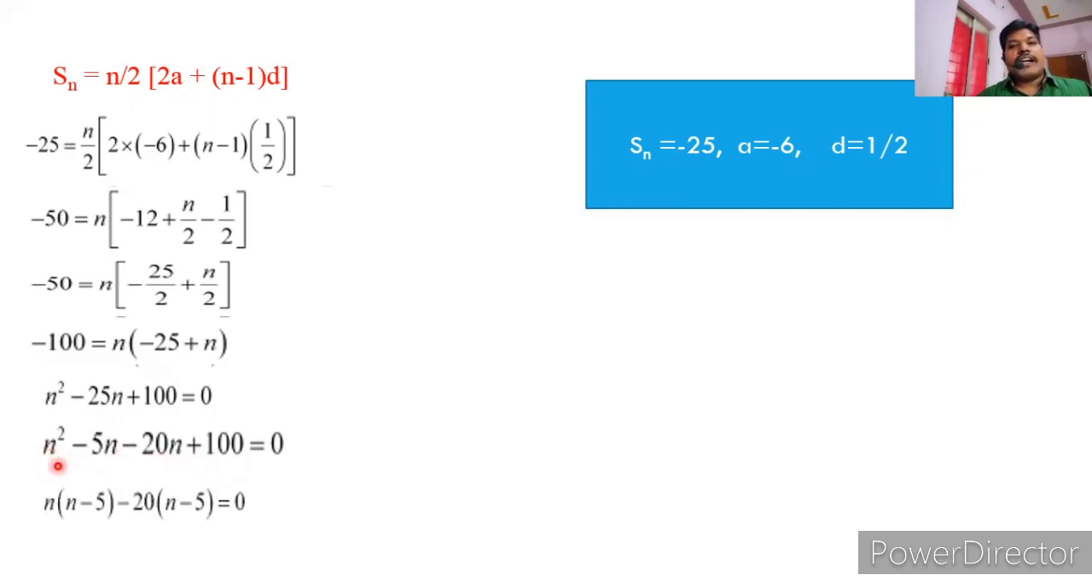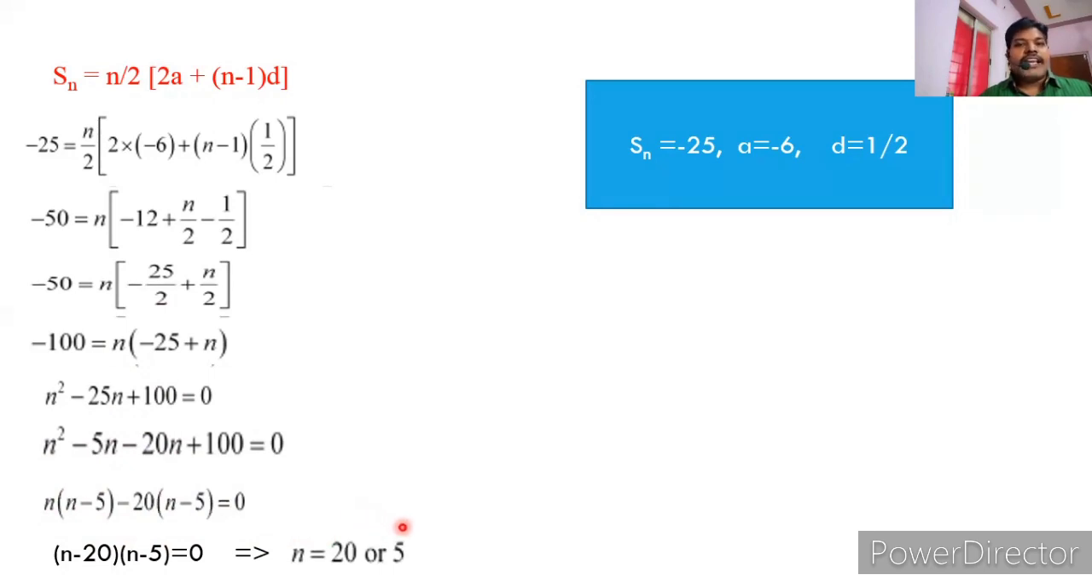So what will we get? Take n common: n into n minus 5, minus 20 common here, it becomes n minus 5, that is equal to 0. So n minus 5 is common, so we can take it out. We get n minus 20 into n minus 5 equal to 0, meaning n minus 20 equal to 0, or n minus 5 equal to 0, since a into b equal to 0 means a is 0 or b is 0. That means n is equal to 20 or n is equal to 5.